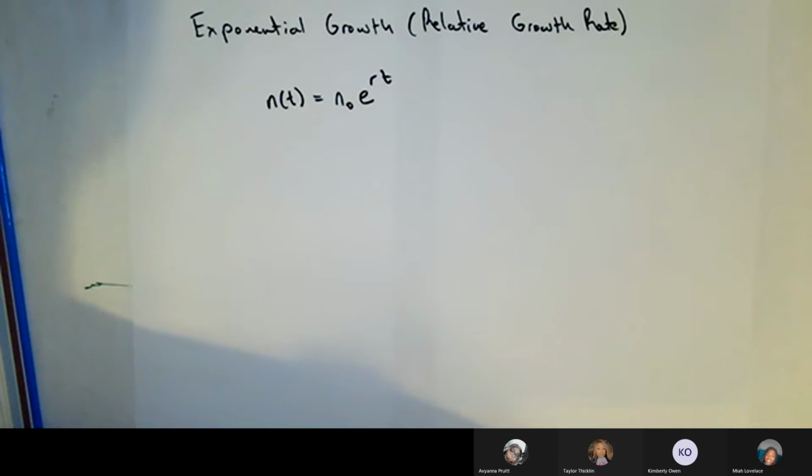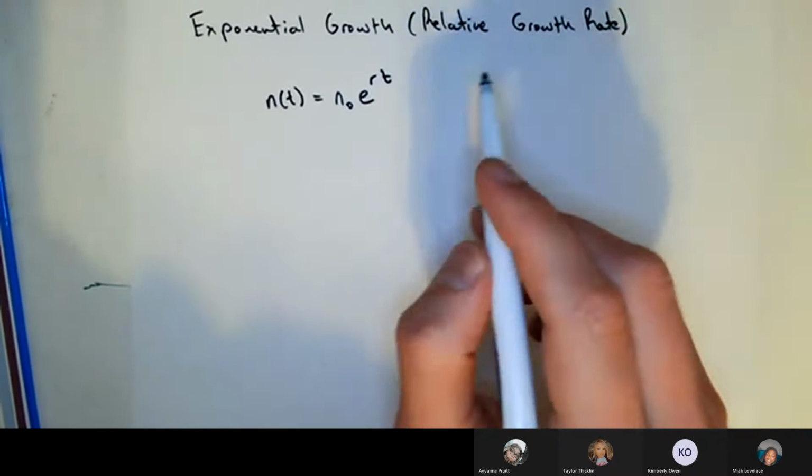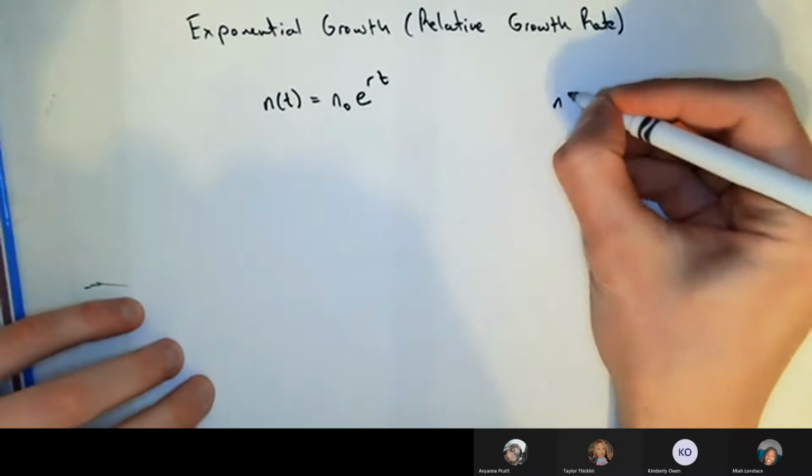Things that are growing relative to their current size are going to be modeled very nicely with a function like this. This isn't even just for populations, right? Like I just said, you can use it for money, for continuously compounded interest. Let me tell you what each of these are, though, in terms of population growth.